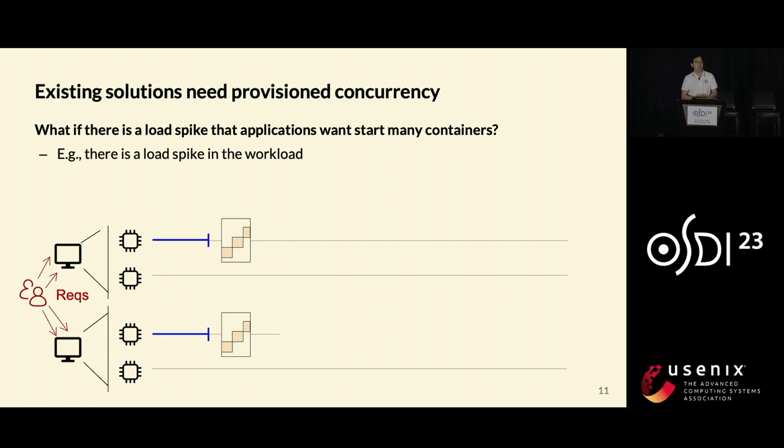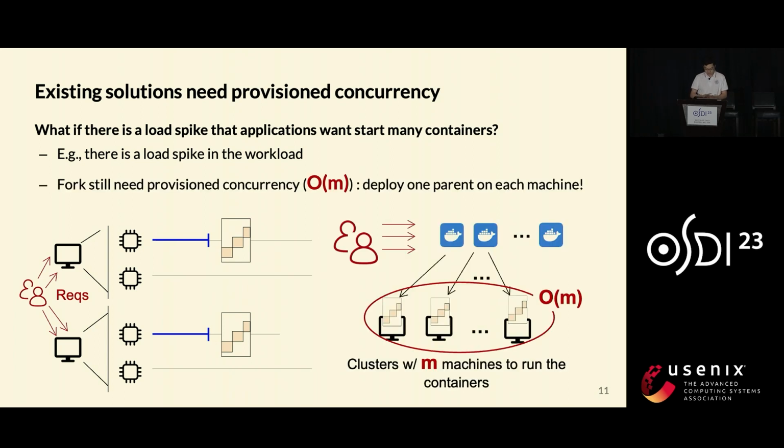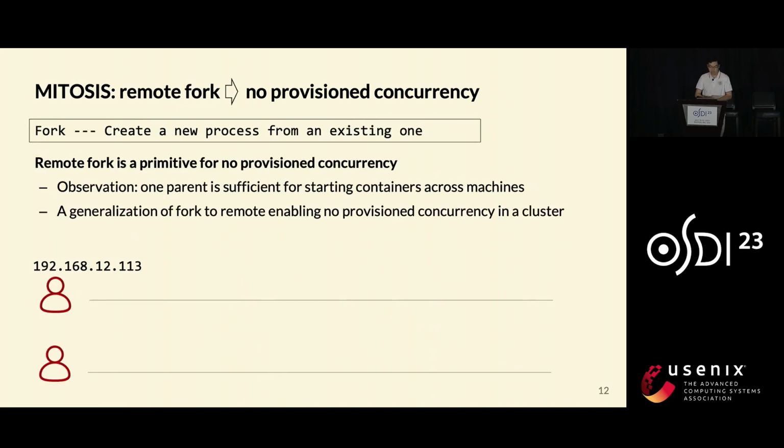Nevertheless, what if there is a load spike and we need to launch a number of containers across different machines? The existing forking solution still needs provisioned concurrency. Specifically, we need to deploy one parent container on each machine in order to achieve fast boot. Our system, Mitosis, proposes a new OS primitive called remote fork, which is a generalization of fork to remote and enables no provisioned concurrency in a cluster.